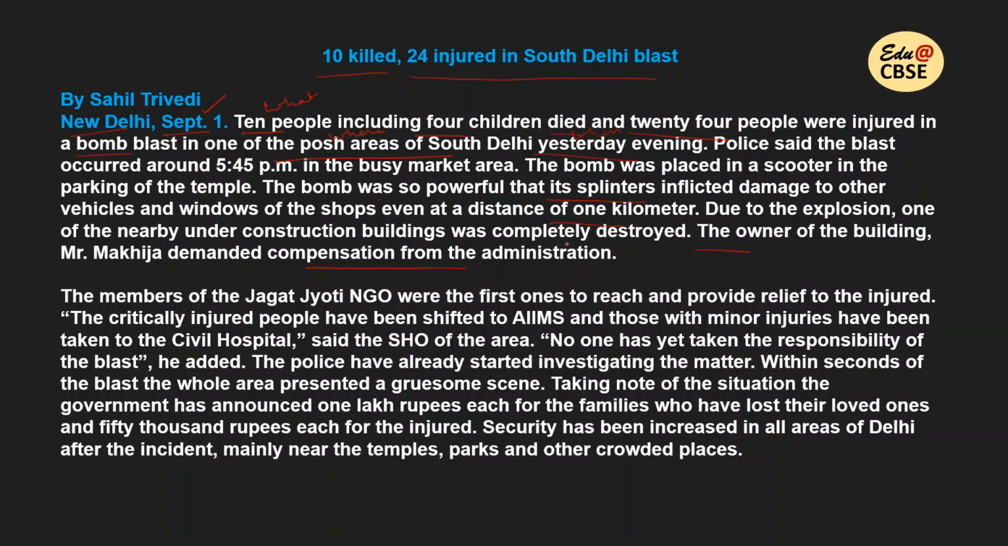Then after that, you will write about the rescue and the help that the people around provided. Members of the Jagat Jyoti NGO were the first ones to reach there and provide relief to the injured. The critically injured people have been shifted to AIIMS, and those with minor injuries have been taken to civil hospitals, said the SHO of the area. These are the statements given by the police, so you have to add these in your newspaper report.